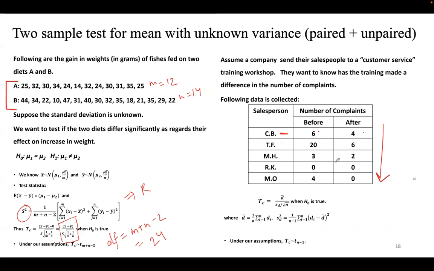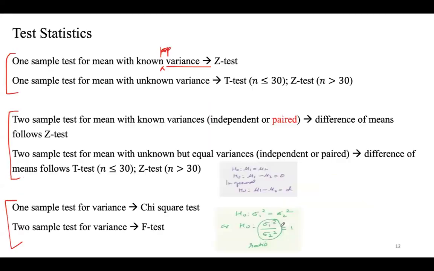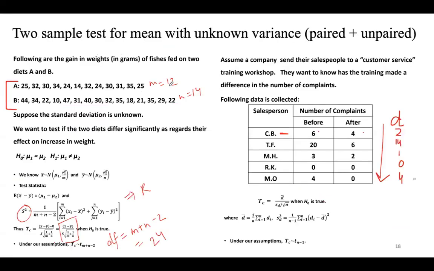And to take that ordering into account, we calculate something called the D value. D is nothing but the difference. So it's going to be 2, then 14, then 1, then 0, and then 4. Now this becomes your single sample. You forget the older samples. Now this becomes your single sample case, and it's the same as the single sample mean with unknown variance. So it becomes the same thing.